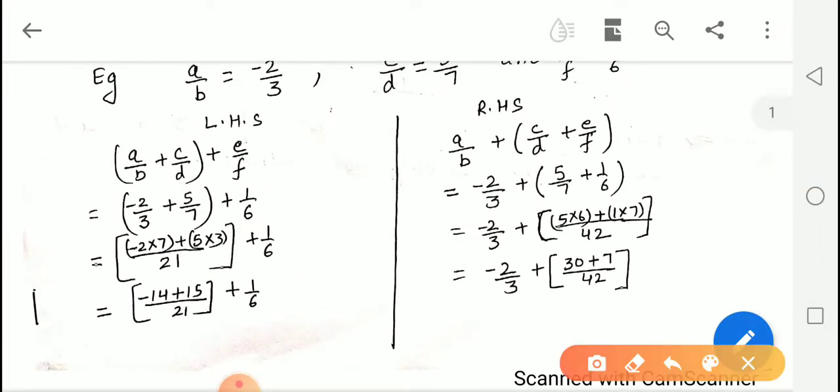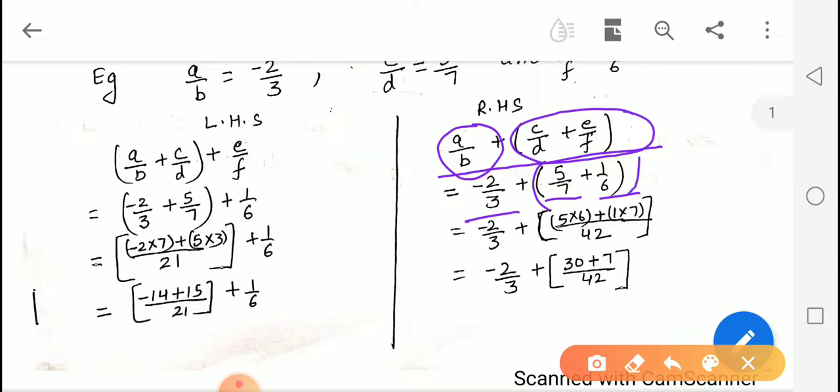On the right hand side, in this equation we will put the values. For A upon B we will write negative 2 upon 3, and for this bracket we will write the value of C upon D as 5 upon 7, E upon F as 1 upon 6. Values will be same, only the regrouping is done. So first we will solve this bracket, then the answer of this bracket will be added to the first rational number. Here we have solved the bracket like this, and we have reached this step after solving.